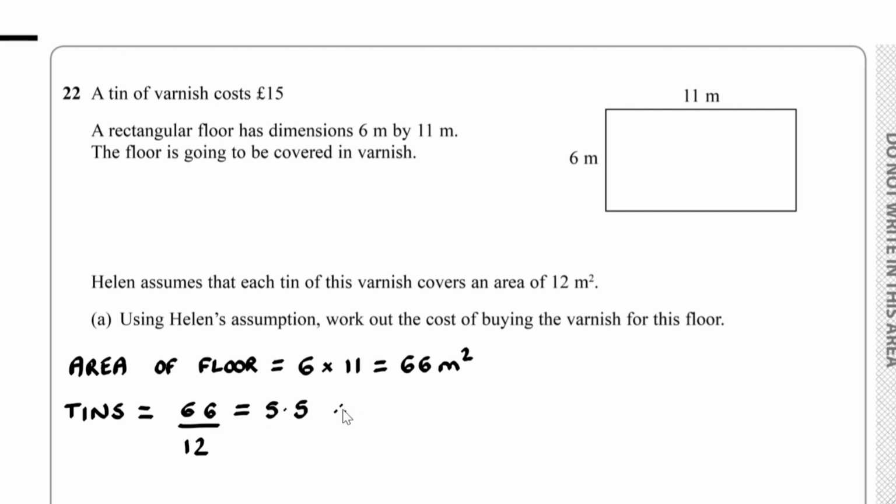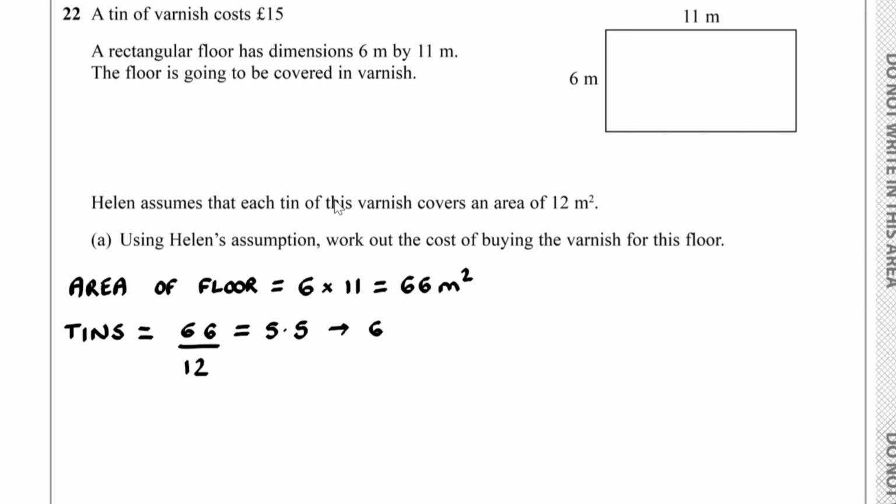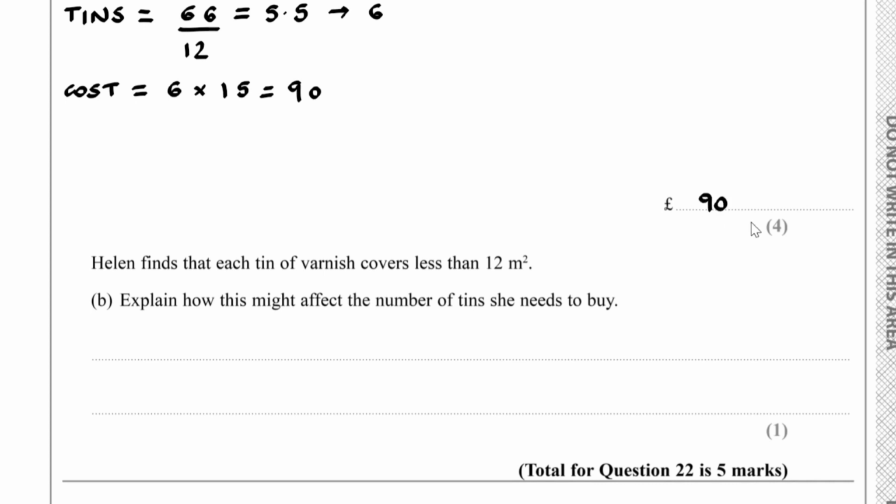So therefore, we would require 6 tins. Now, if each tin costs £15, the total cost will be 6 multiplied by 15, which is 90. So it costs £90. Now, Helen finds that each tin of varnish covers less than 12 meters squared. We have to explain how this might affect the number of tins she needs to buy. Well, if it covers less area, what we would have to do is buy more tins.